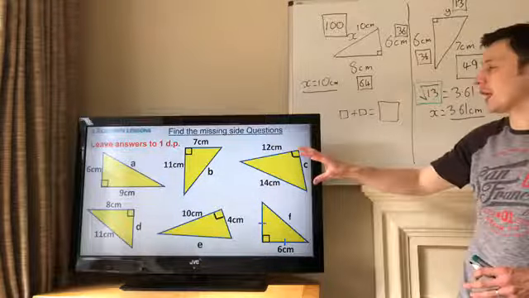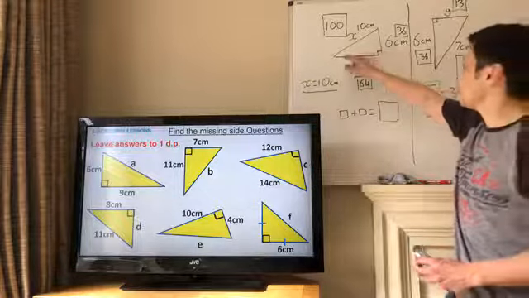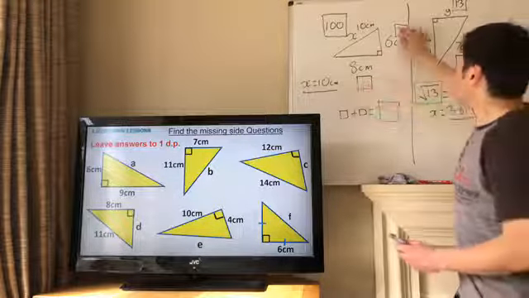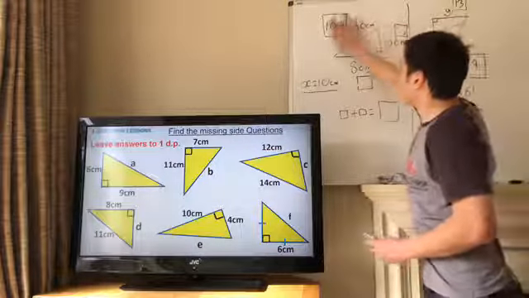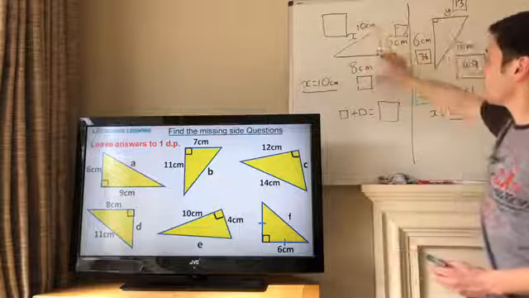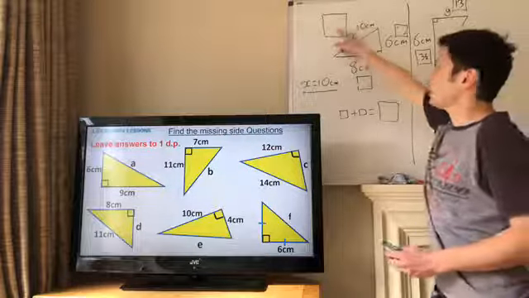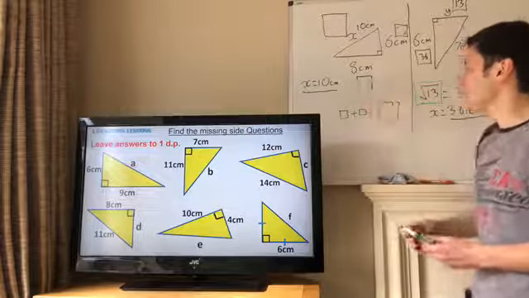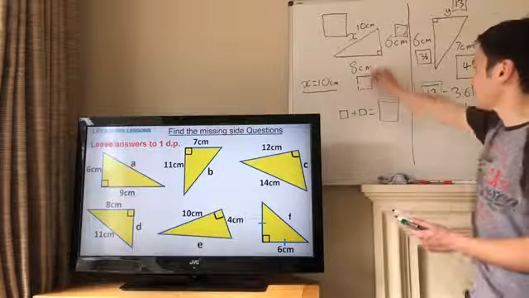Some of you have heard this already, but I'll just go through this question again. So the idea is to find the missing side, and the rule is these two small squares add up to the big square. You always draw the big square on the hypotenuse, the longest side. So the first thing you do is fill in your squares.